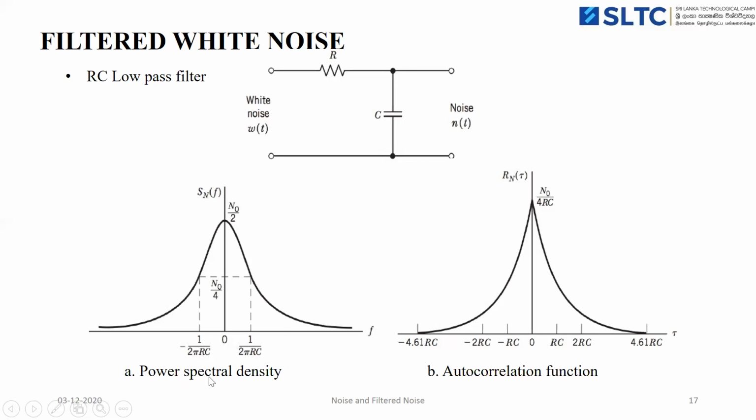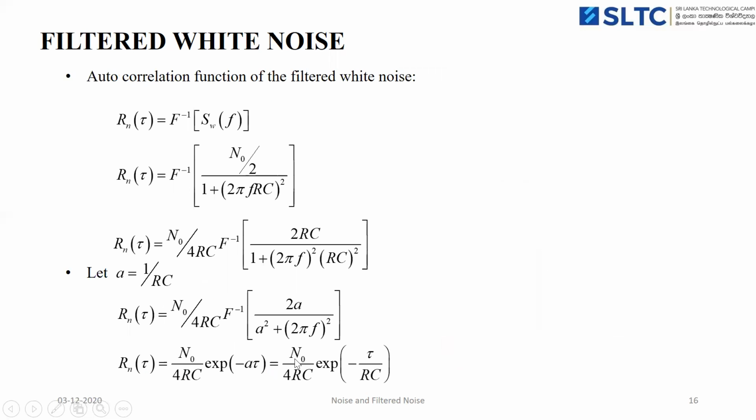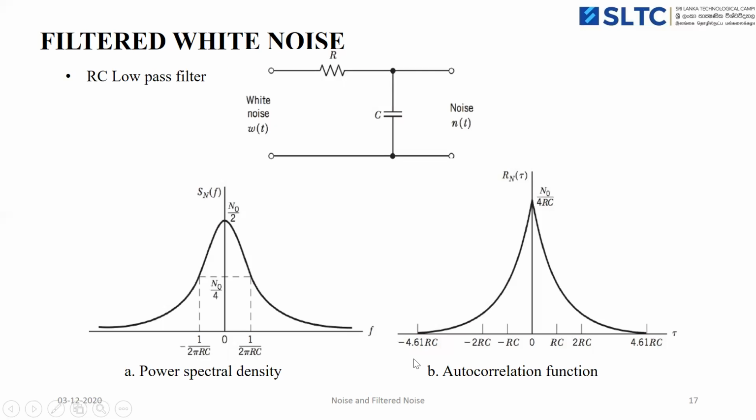The first waveform shows the power spectral density of the RC filtered white noise, Sn(f). It is limited in bandwidth from minus 1 by 2 pi RC to plus 1 by 2 pi RC, and has a maximum magnitude of N0 by 2. Then this is the corresponding autocorrelation function waveform of the RC filtered white noise, Rn(tau). From the expression, the maximum magnitude is N0 by 4RC at tau equal to 0.